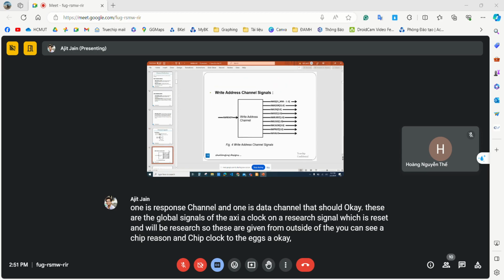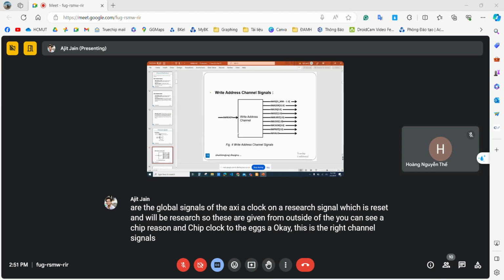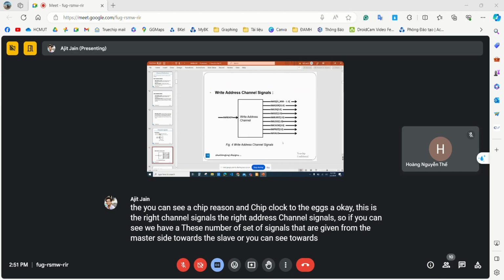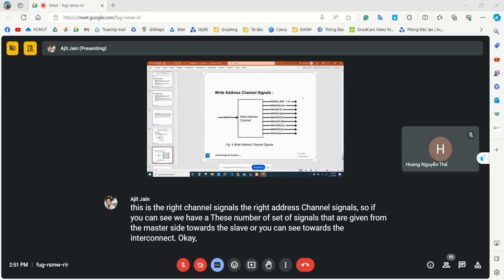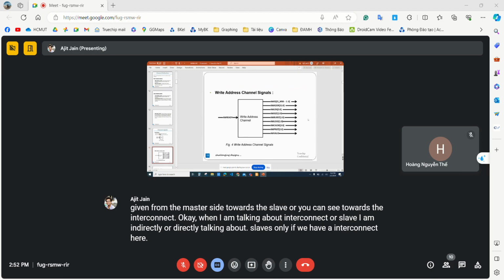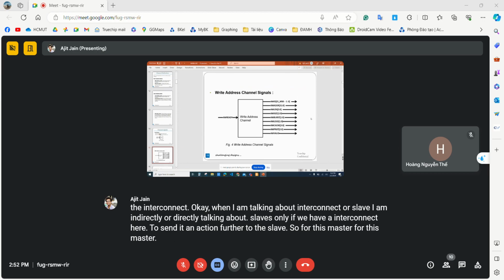Okay, these are the write address channel signals. If you can see, we have a set of signals that are given from the master side towards the slave, or you can say towards the interconnect. When I am talking about interconnect or slave, I am indirectly or directly talking about slaves only. If we have an interconnect here to send the transaction further to the slave, then for this master, the interconnect is the slave. Is this thing clear?